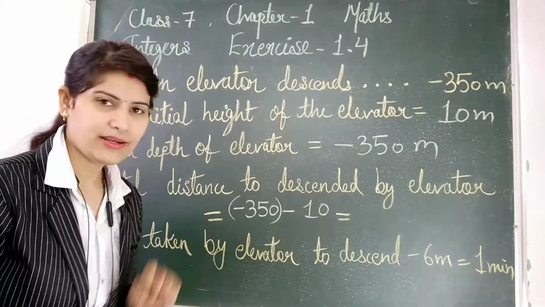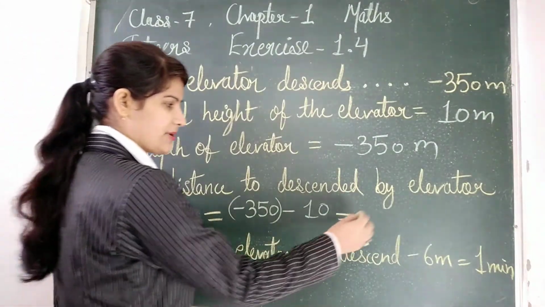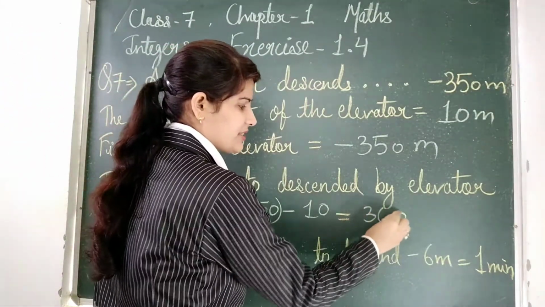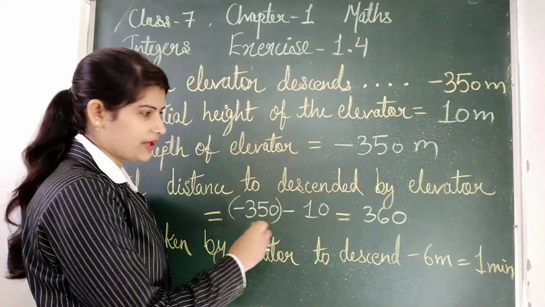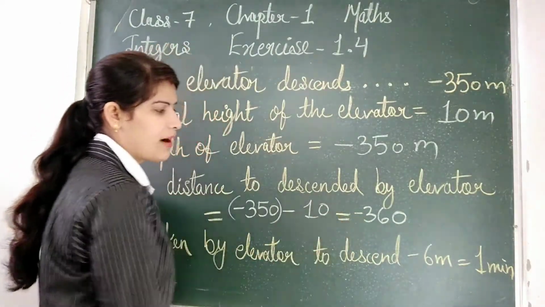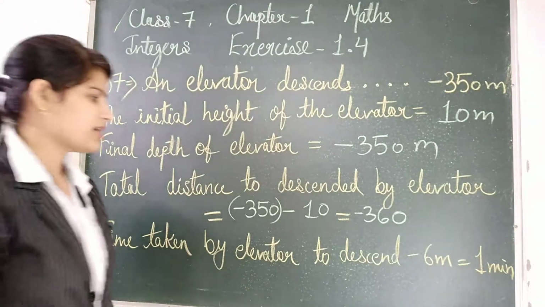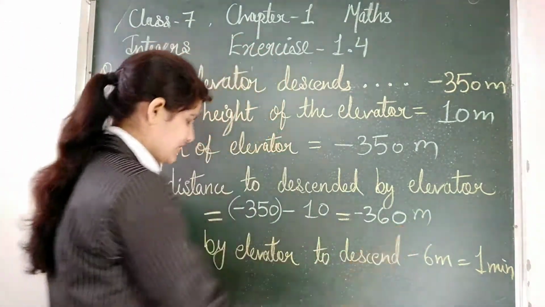Now, minus minus plus, 350 plus 10 is 360. But the answer should carry the sign, like minus 360. Okay, now the answer is minus 360 meter.